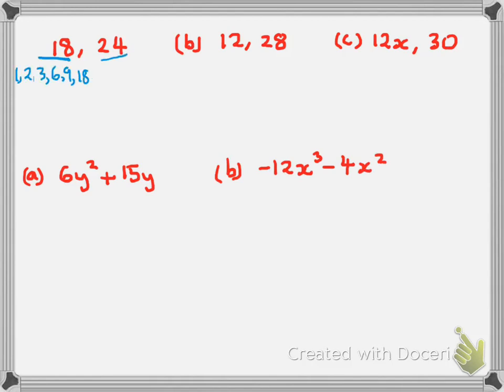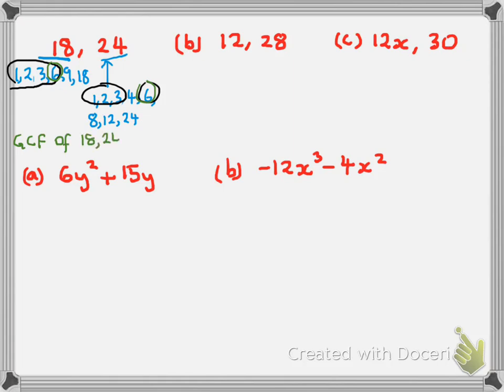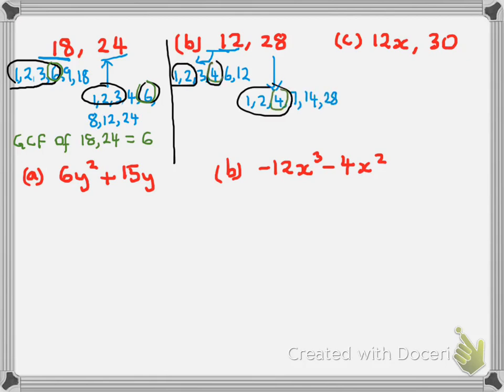Starting with the numbers like we did previously, if you have your 18 and 24, you have to find the factors of 18 and 24 and identify the common factors, and then out of the common factors choose the biggest one. If you do that here, you will see that the greatest common factor of 18 and 24 is 6. Similarly, for 12 and 28, you can figure out the greatest common factor in the same way by finding the common factors and identifying the biggest one among them.